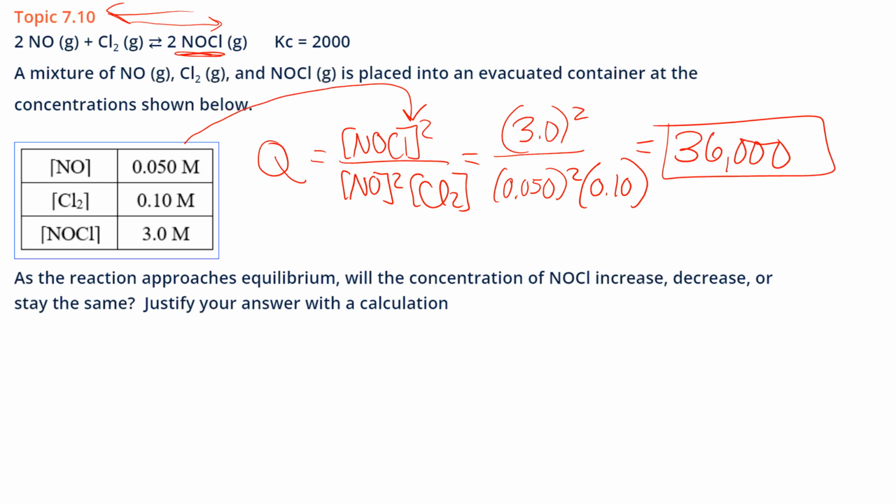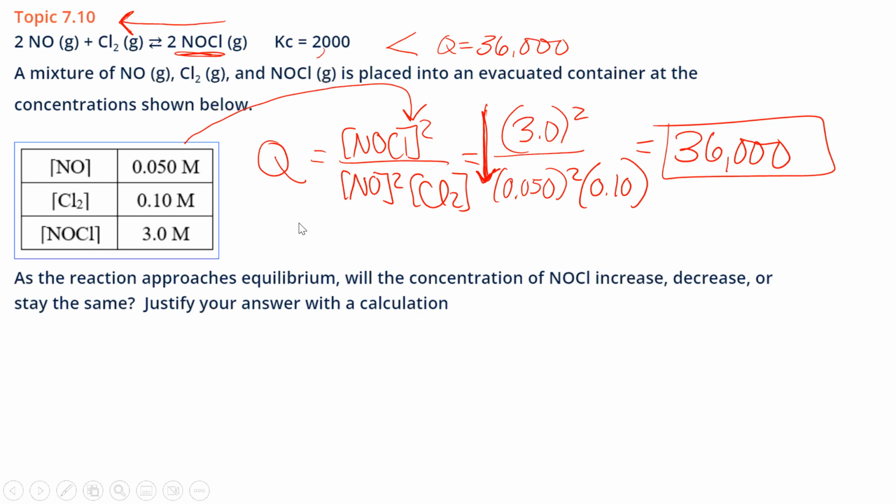Now I want to compare Q to K. So K is 2,000. Q is 36,000. So what that tells me is Q is greater than K. That means I'm not at equilibrium. And in order for me to reach equilibrium, I need this ratio to decrease, right? So I need to decrease my amount of products and turn them back into reactants. So what that tells me is this reaction is going to proceed to the left.